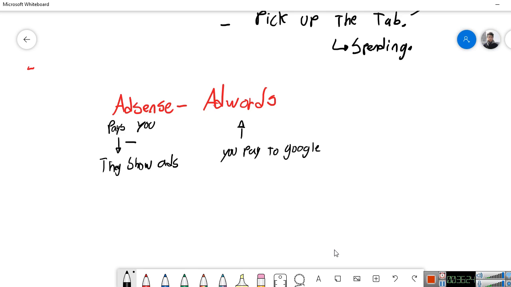All right, very well. So yeah, it's like a cycle. If you have a company or if you have any interest in showing your ads, you pay Google through AdWords. They're gonna develop AdSense, which is a platform to pay you and show you the ads. Very well.